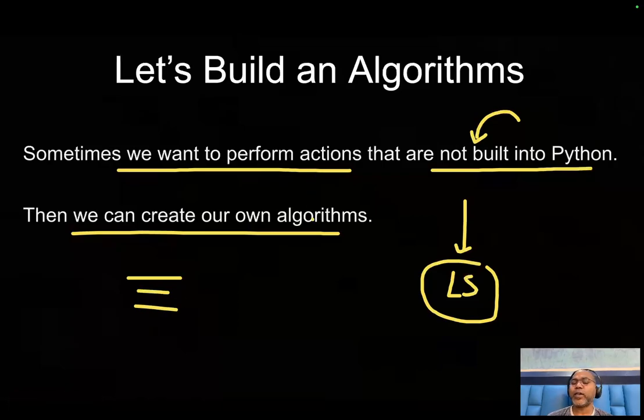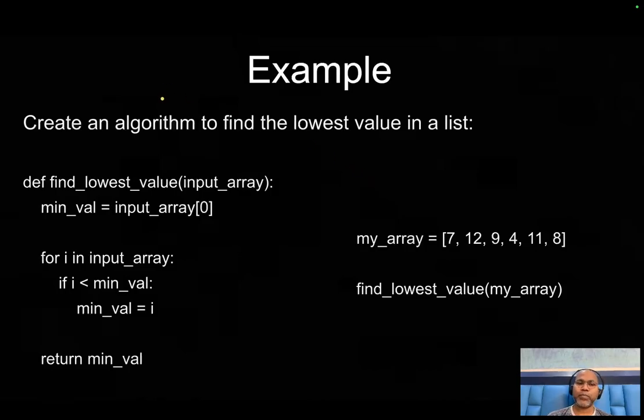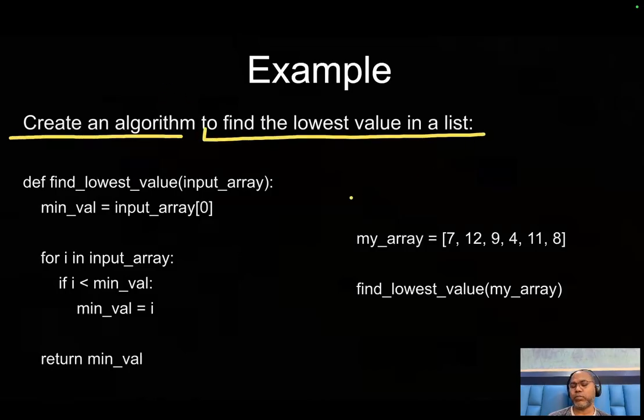So here data structures help us. Data structures and algorithms. An algorithm is a step-by-step procedure to perform a specific task. The list, array, and all the data structures which Python provides are common for every application. But for a specific requirement, you can build your algorithms on these data structures. Let us take an example: we are going to create an algorithm to find the lowest element in the list.